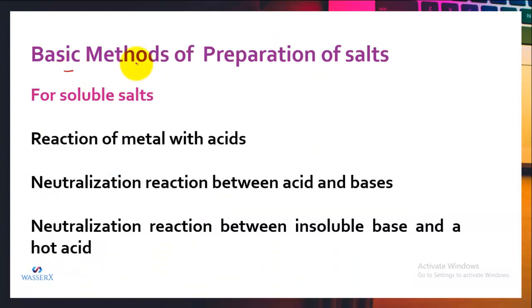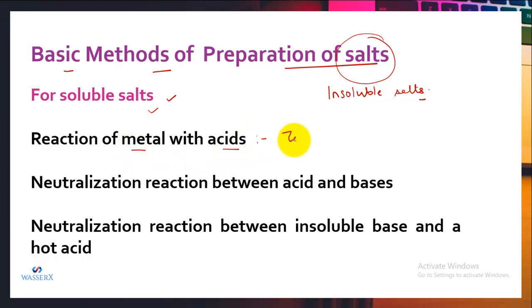Let's do the basic methods of preparation of salts, that is how we can prepare the salts. See, we have two types of salts basically. One is soluble salts and one category is of insoluble salts. So we have different methods to prepare these salts. If they are soluble salts, we can prepare them by reacting the metal with acids. For example, if I take a metal like zinc, I can react it with some acid and as a result I get a salt which is soluble in nature, and along with that we get hydrogen gas.